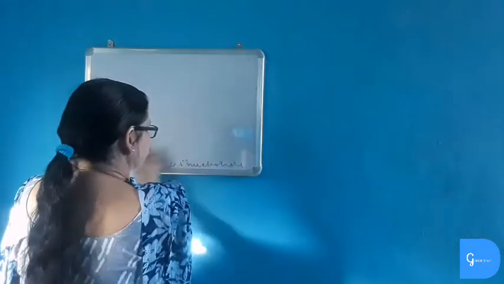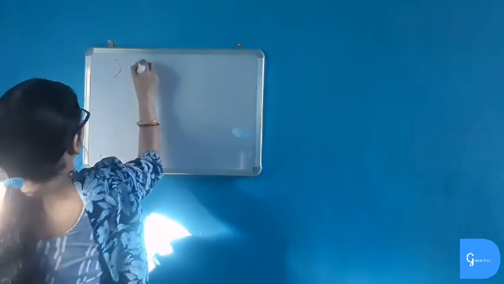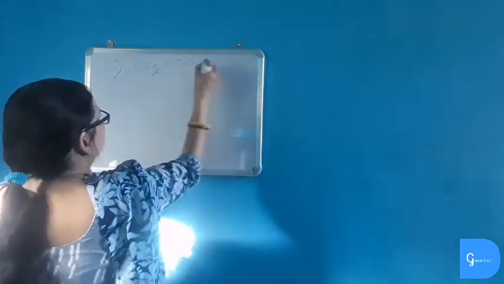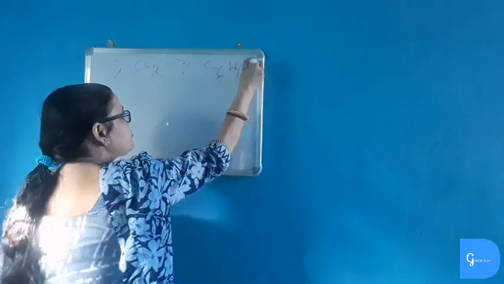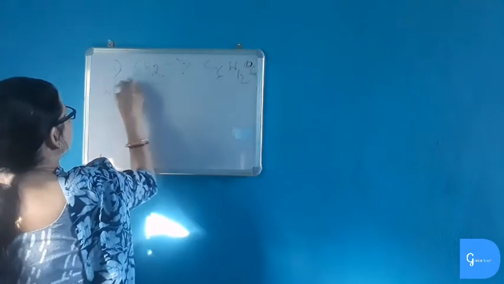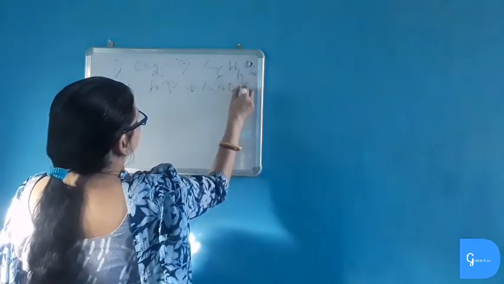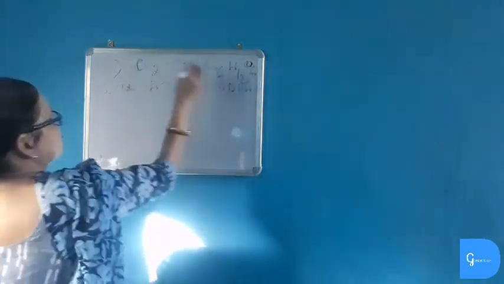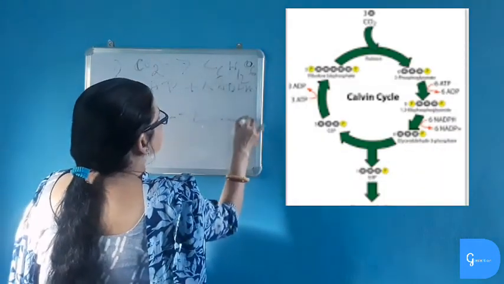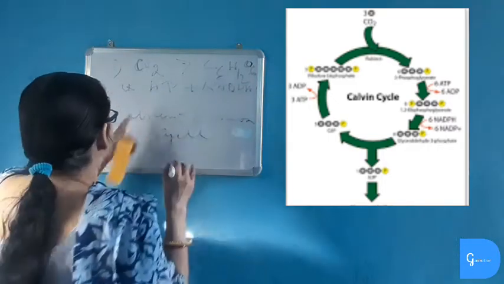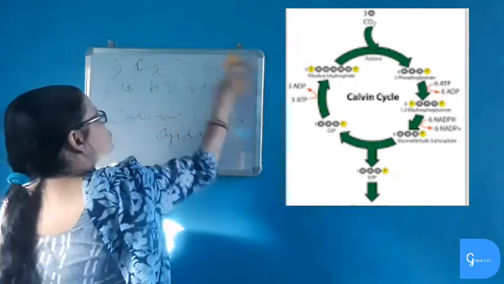Now dark reaction takes place in the stroma of the chloroplast and in absence of light. Now in dark reaction what happens? Carbon dioxide is reduced to starch, C6H12O6, with the help of ATP and NADPH. This reduction of carbon dioxide to starch is known as Calvin-Benson cycle. What is it called? Calvin-Benson cycle. So carbon dioxide is reduced to starch.